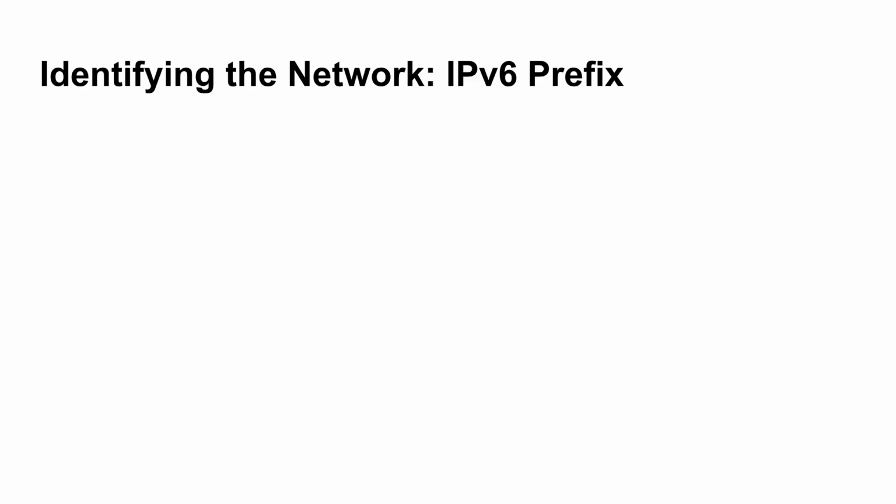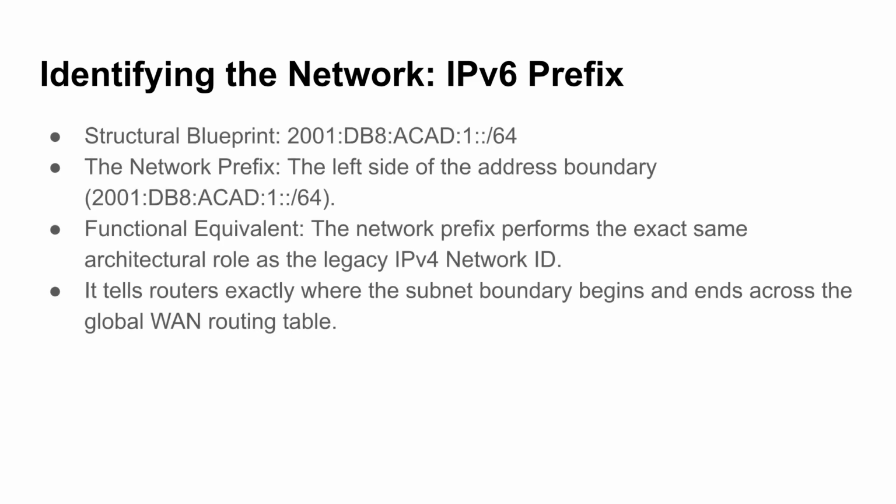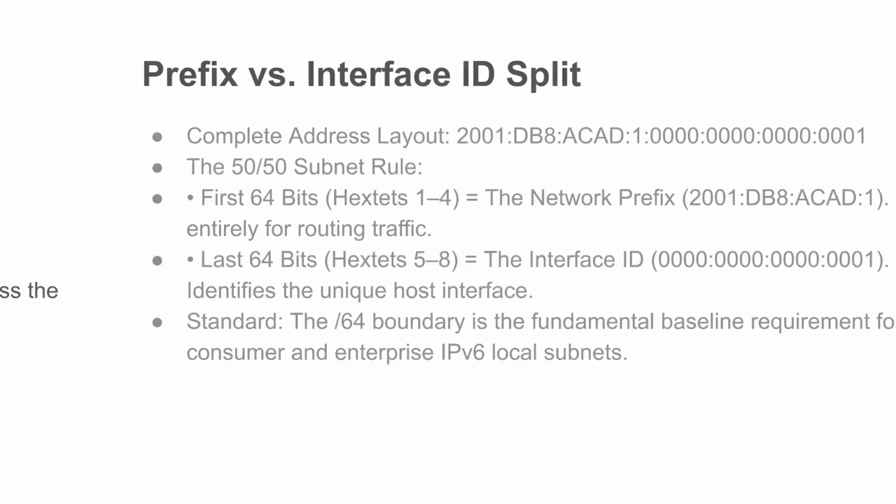In IPv6, we use a network prefix to identify the subnet. Just like the IPv4 network ID, the prefix, such as 2001:DB8:ACAD:1::/64, acts as the architectural boundary that tells routers where the subnet begins and ends within the global routing table.